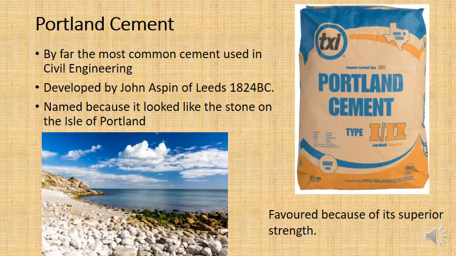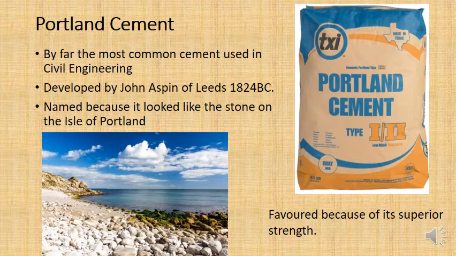But Portland cement came very late on. It was developed by John Aspdin of Leeds. It was invented in Leeds in the centre of the Midlands of England. It wasn't invented in Portland, and it came about in 1824 AD.